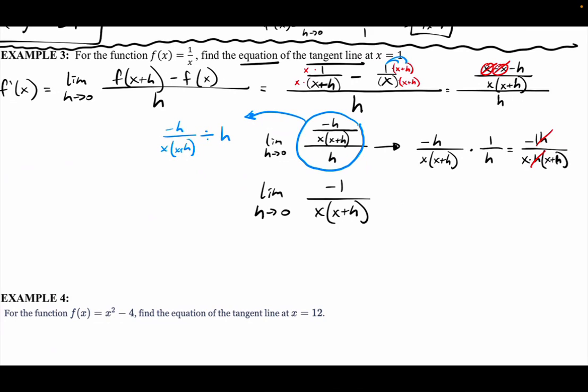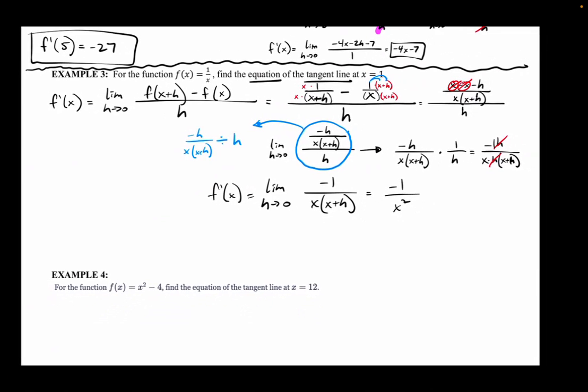Now I can finally plug in 0 for h, right? And then you can plug in 1 for x too. I'm not even going to plug in anything for x. I'm going to leave x alone, because the limit says plug in h as h approaches 0. So if I plug in 0 here, what's x plus 0? x. What's x times x? There you go. So the derivative is -1 over x squared.